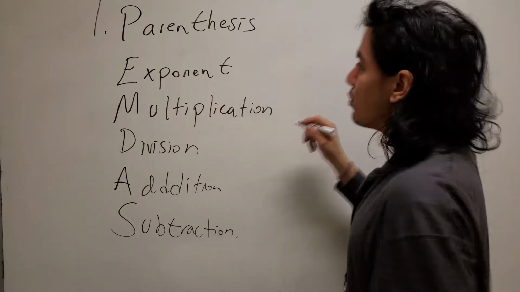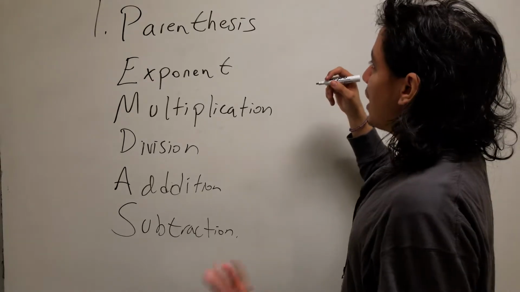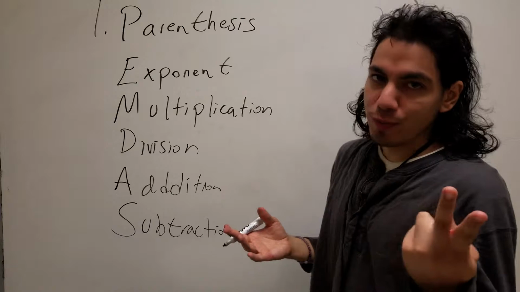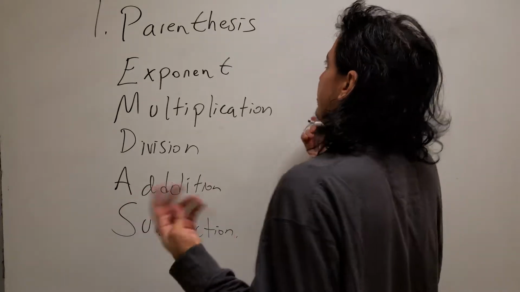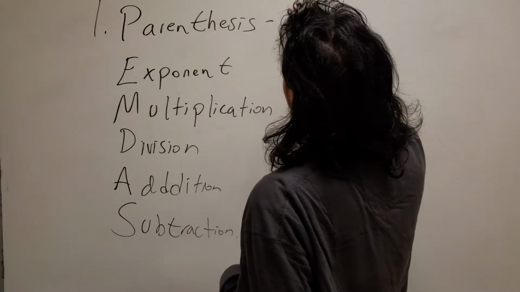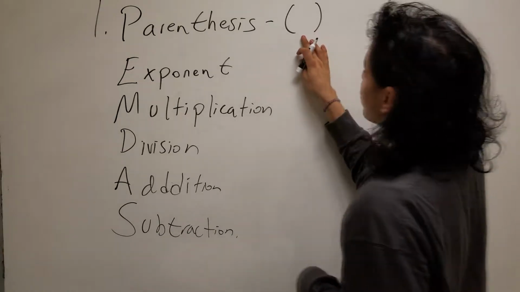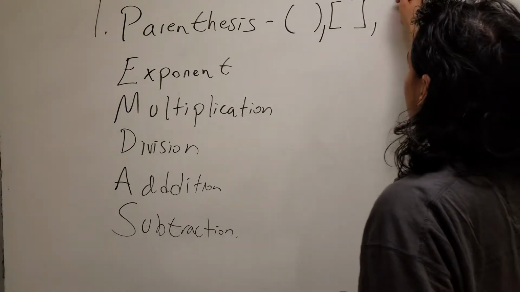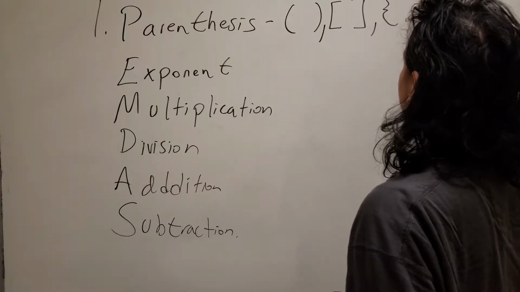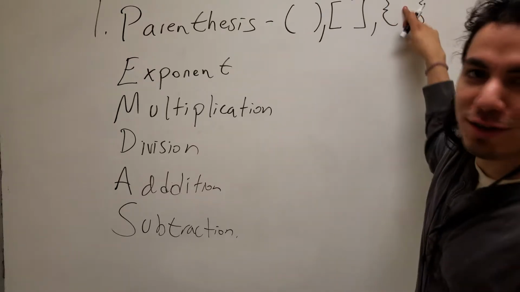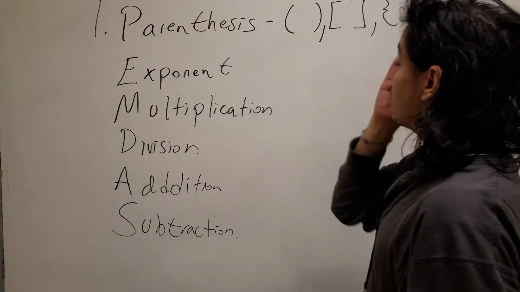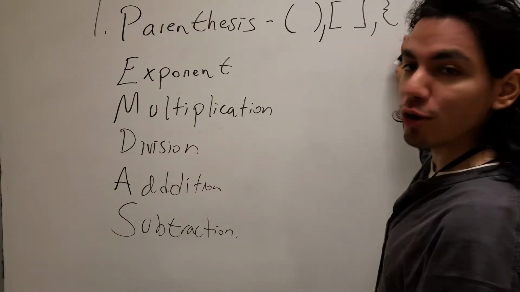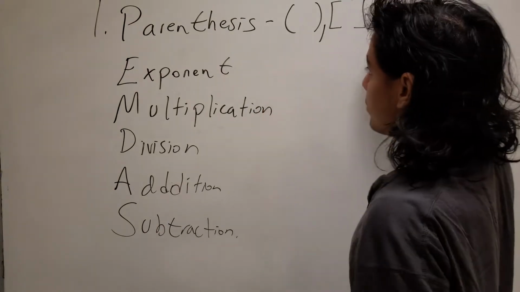Now, when it comes to parentheses, there are three types I specifically use. Most professors might even use just two. I use three because I'm special. You have the traditional parentheses here. Then you have the square bracket one. And I like to call this one curly face because it kind of looks like a face. So parentheses, square bracket, and curly face parentheses. Those are the three types of parentheses you have.